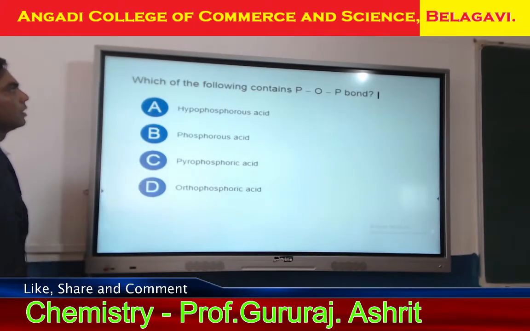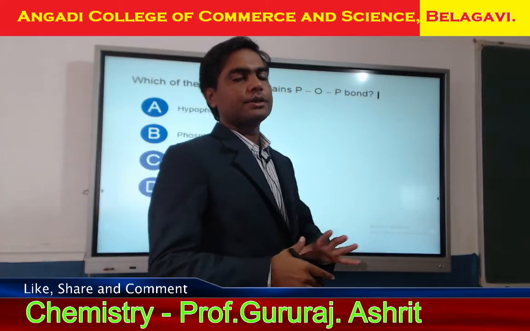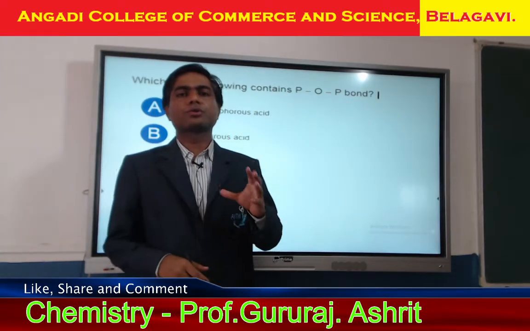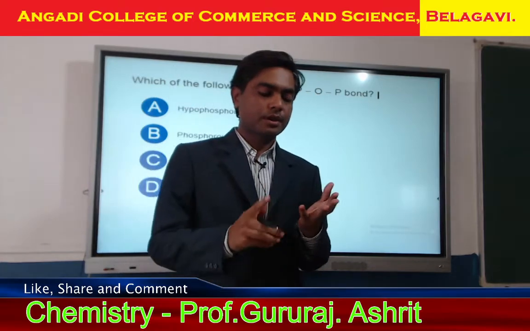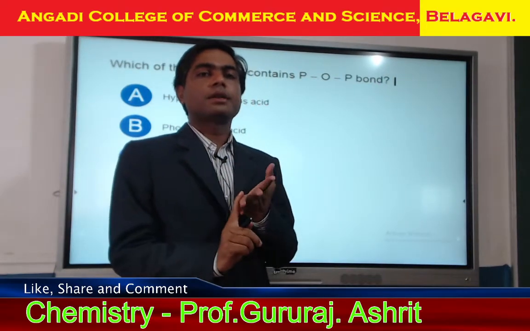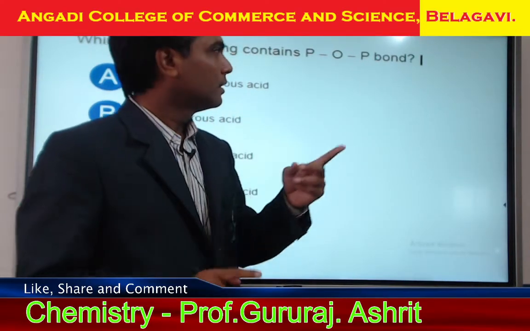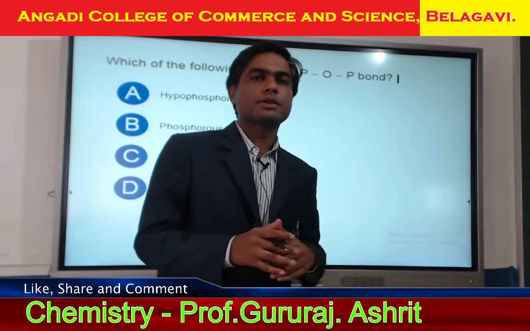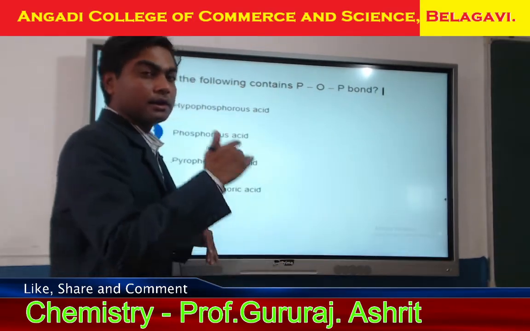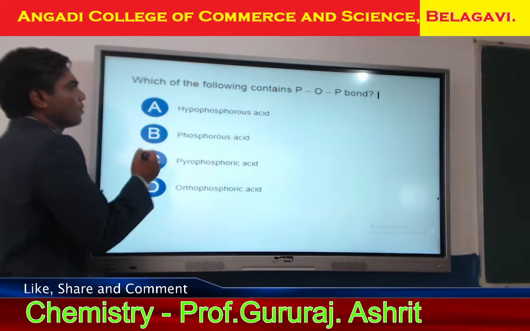Next question. Which of the following contains a P-O-P bond? This structure is related to oxoacids of phosphorus. If you know the central atom, the valence electrons and the charge, and can draw the structure, this type of question can be answered easily. These are low and middle level questions, not high level. We can go for this one.